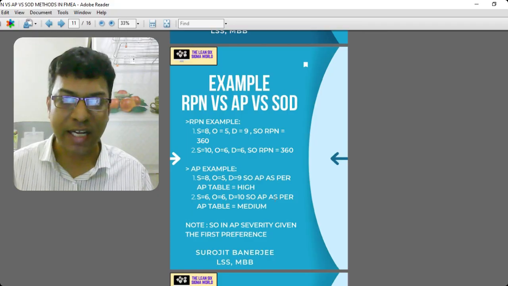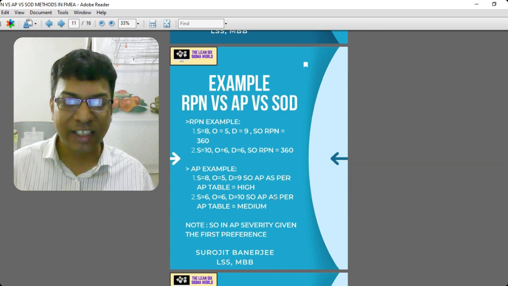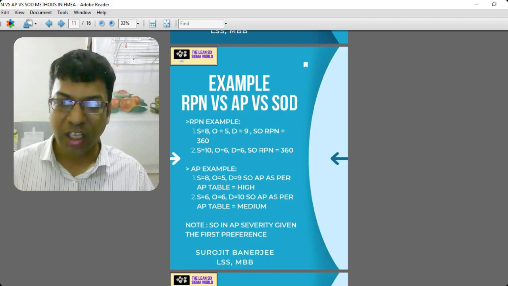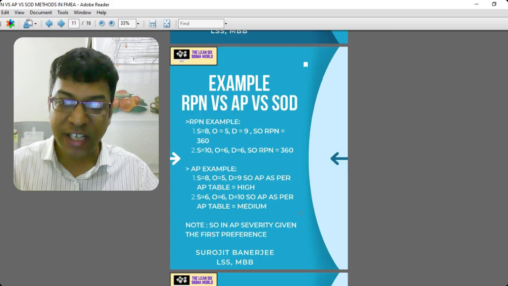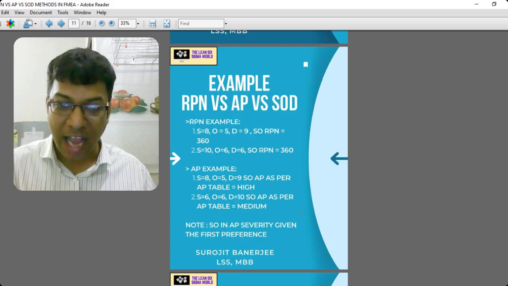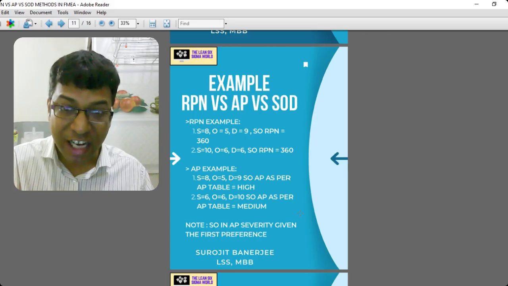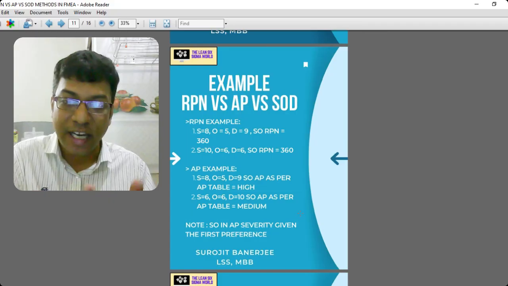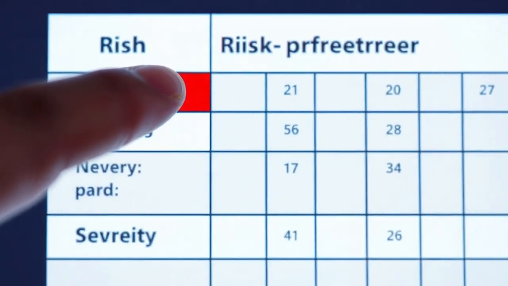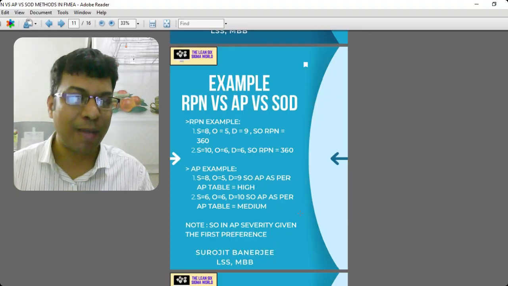Now go to the action priority. In the first case, the severity is 8, occurrence is 5, detection is 9, and as per the action priority table, it is a high risk. Now the severity decreases to 6, occurrence 6, detection 10. As per the action priority table, it becomes a medium risk. You can see clearly that when my severity decreases, the risk criticality has also decreased from high to medium. So in action priority, we give the preference to severity. That has been proven here by the example.